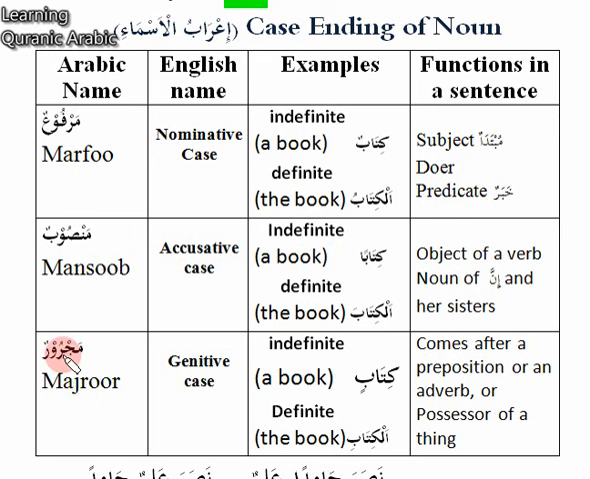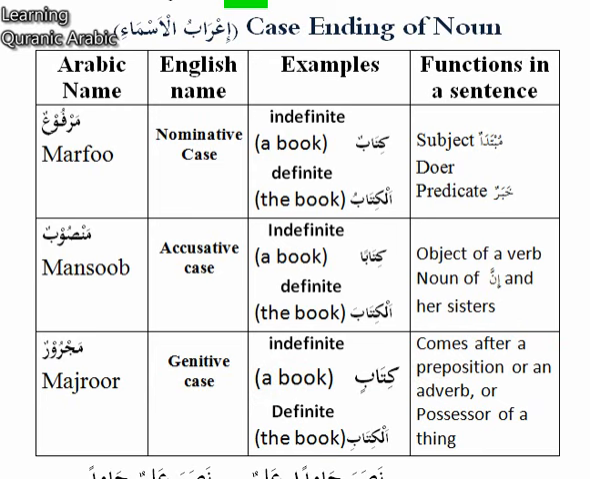Here we have majroor. In English we call it genitive case. Whenever your noun has two kasras or tanween kasra or one kasra, then your noun is what? Majroor. When can the noun be majroor? When the noun comes after a preposition. Like we say on the table. On is what? Preposition. Table is what? Noun. So the table will be majroor.